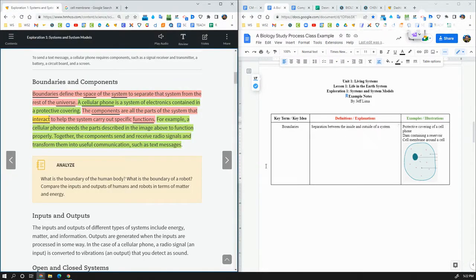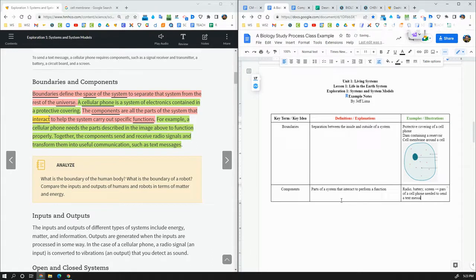Now let's keep going. I don't always just do one line per paragraph. There might be more than one key idea. So this one also goes into components, right? Which are the parts of a system that interact. And then maybe I want to give examples, right? So the textbook gives examples of the radio, the battery, the screen, the different parts of a cell phone needed to send a text message, right? Maybe you want to add the processing unit, whatever that is. They all work together to make that happen.